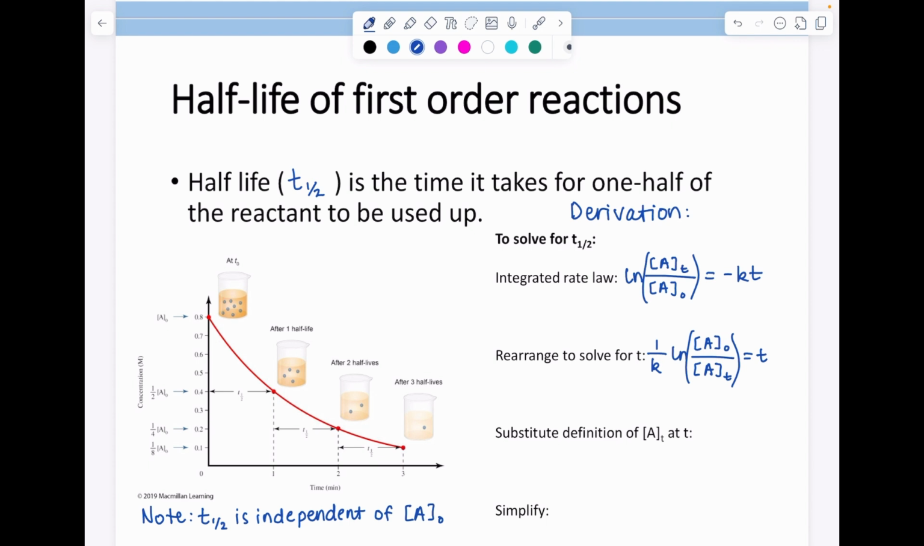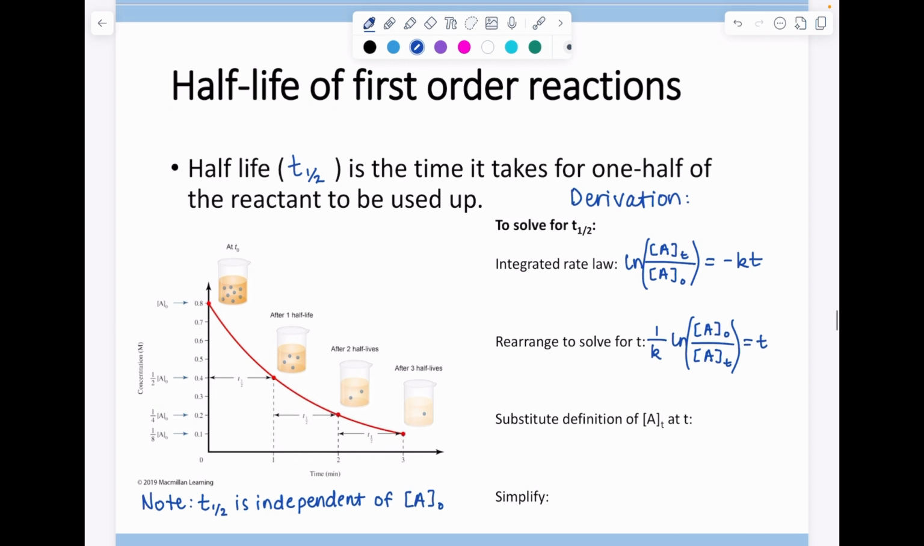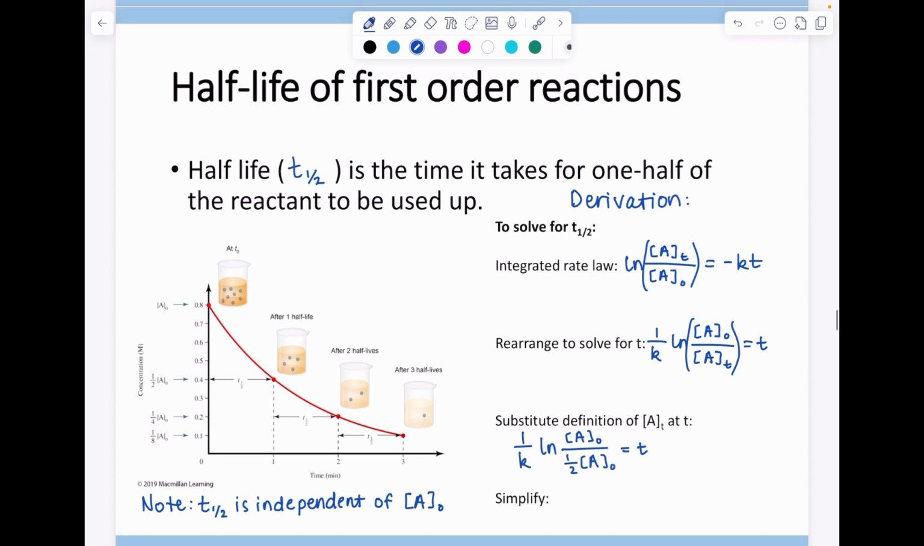Okay, so when we're talking about half-life, the definition of concentration of A at time t is that it is 1/2 the concentration of A at time 0. So if we substitute that definition in, we get 1 over K times the natural log of concentration of A at time 0 over 1/2 concentration of A at time 0. And this is all equal to T. Again, we have that 1/2 concentration of A at time 0 because that's the definition of a half-life. It's the time when 1/2 of the initial concentration is left over.